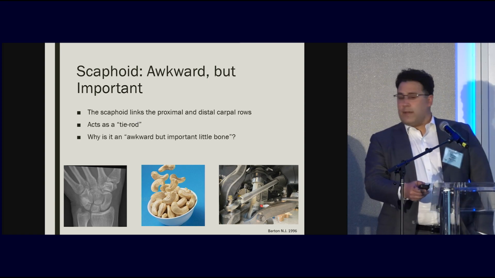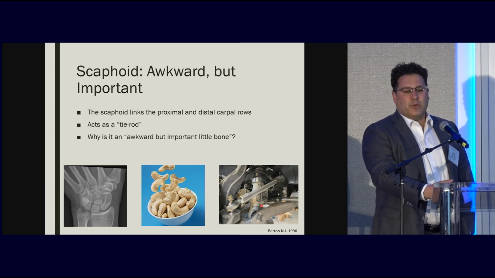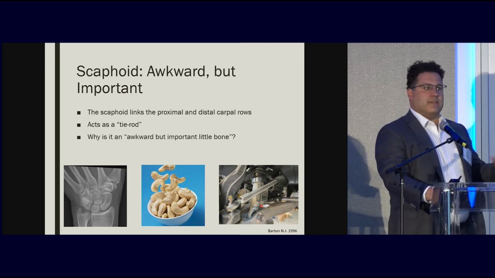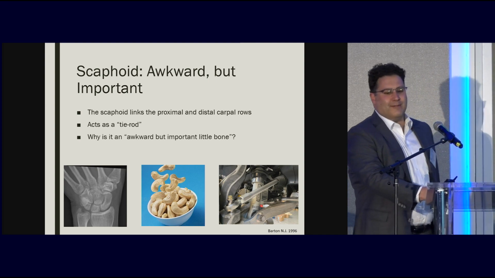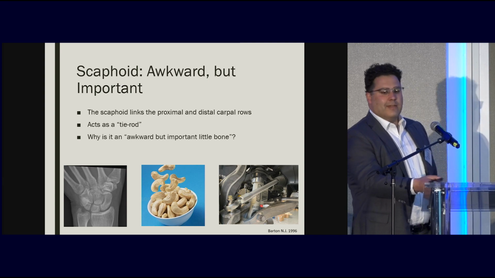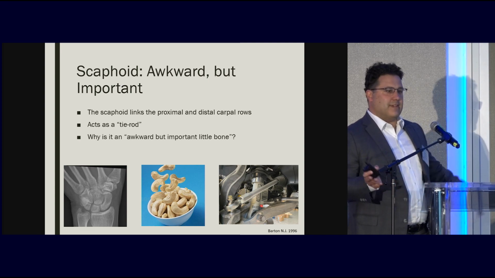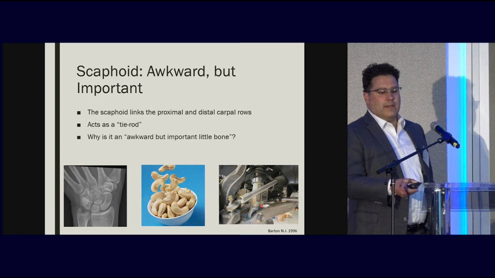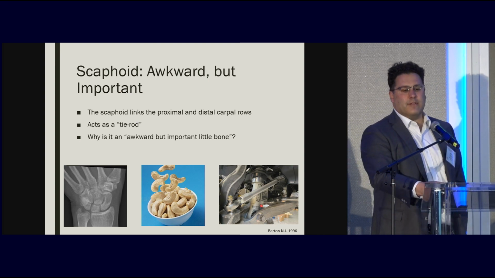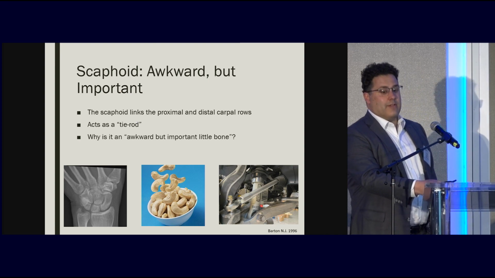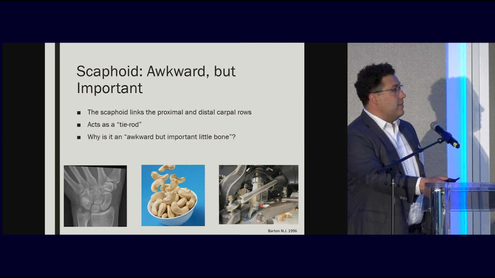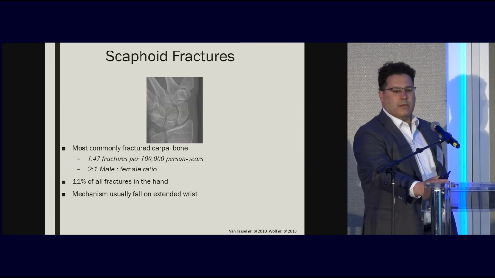I think of it as a link between the proximal and distal carpal row, so it acts like a tie rod. So I'll use the analogy of a car where a tie rod is linking your steering box to your wheels. It's actually what ties your wheels. In the case of your wrist, the scaphoid is what links the proximal and distal rows together and moves them around. And then I like to think about it as awkward but important.